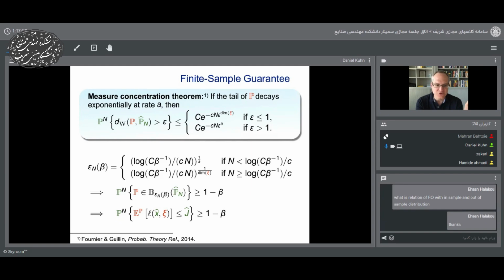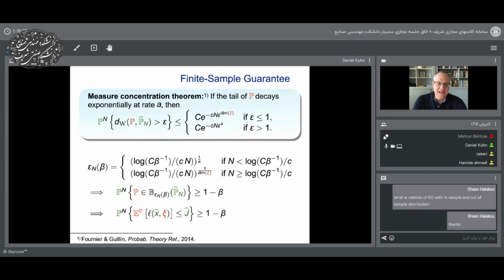Okay, so if we do that, we get the formula that expresses epsilon as a function of beta, our tolerance, and n, the number of training samples. I will not go through the math, but the formula is shown here in the middle of the slide. So this epsilon_n of beta is the smallest radius for the Wasserstein ball with the property that the true distribution is inside the ball with probability 1 minus beta if we have n training samples.